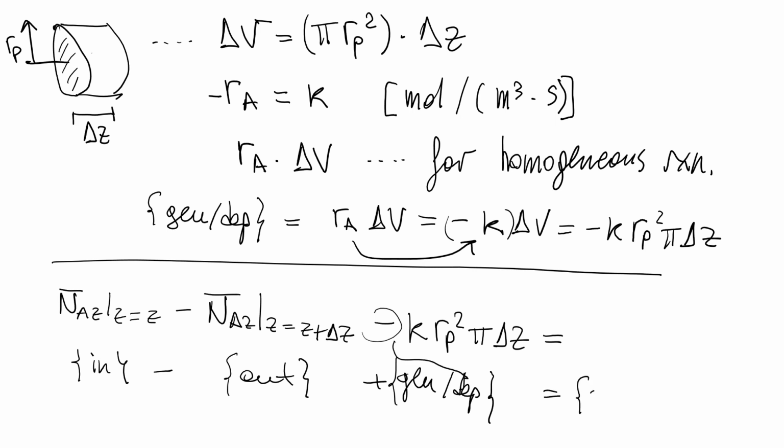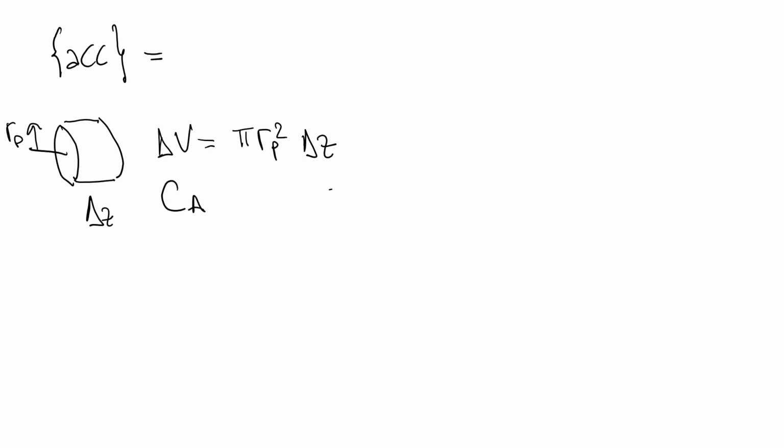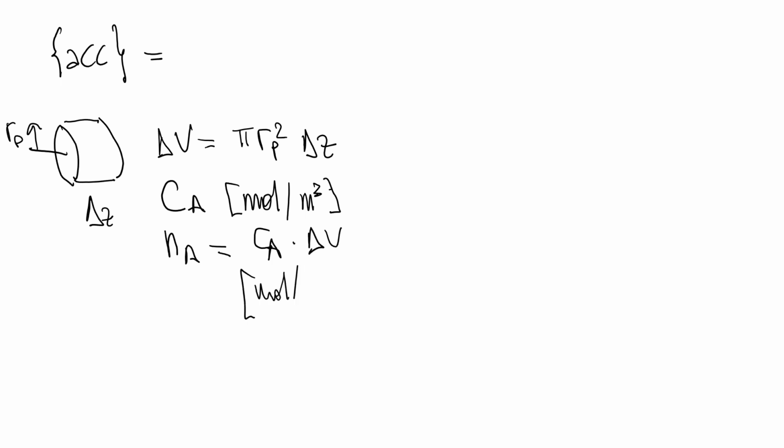You guys can see that we have a minus sign here, which means this is depletion, right? Equals accumulation. If Ca is our concentration, which is in units of mole per meter cubed, then the number of molecules of A in our control volume will be Ca times delta V, right? It's moles per meter cubed times meter cubed. So basically, the accumulation term tells us how many molecules are added or subtracted to our control volume over a given time. So essentially, it's a change in number of molecules of A over a given time.